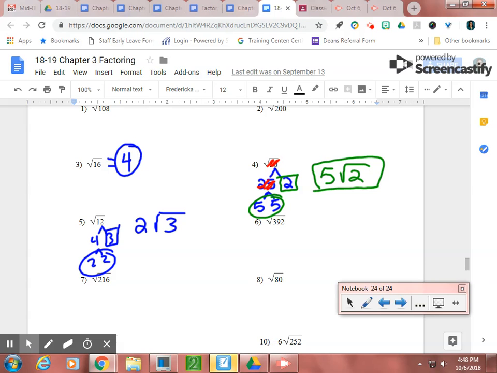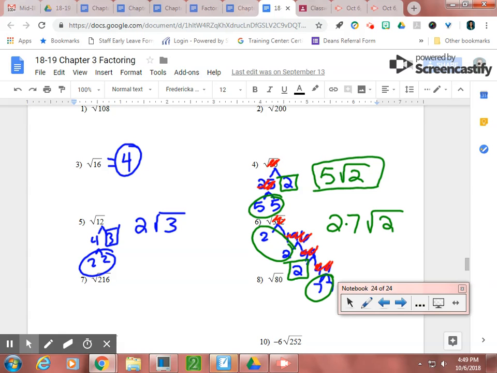When I'm doing 392, I know that that's 2 and 196, 2 and 98, 2 and 49, and that is 7 and 7. Okay, so when you have long ones like this, it might be better just to cross off what you've branched off of. So we've branched here, branched. So that's what's left. So I have a couple of 2s. They're going to go outside. I have a couple of 7s. They're going to go outside. And I have a single 2. It's going to stay inside. So my answer is 14 root 2.